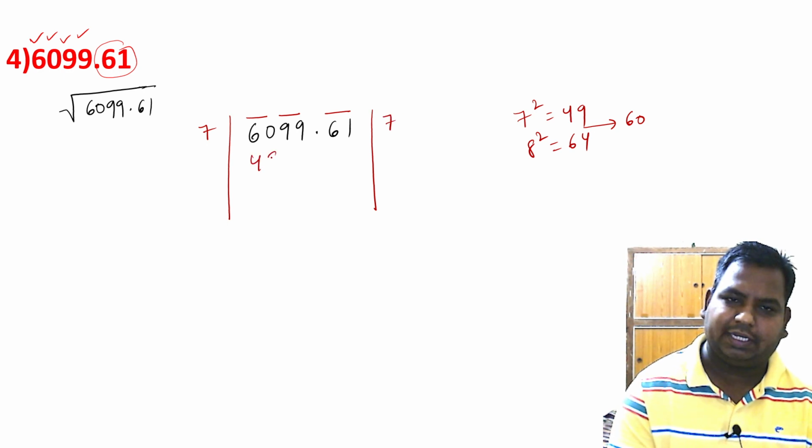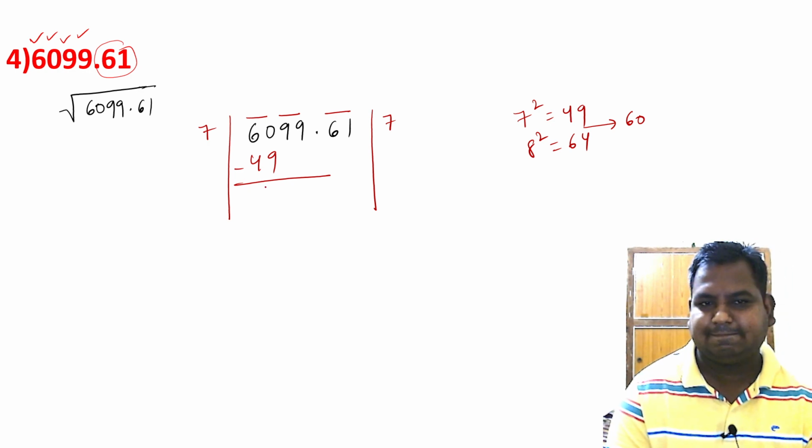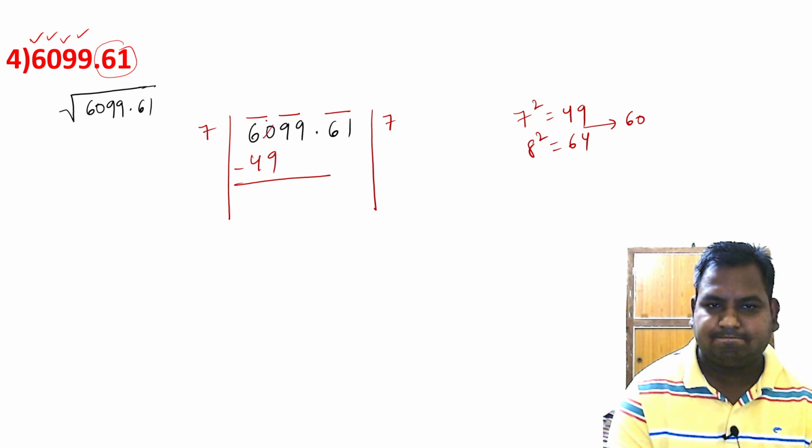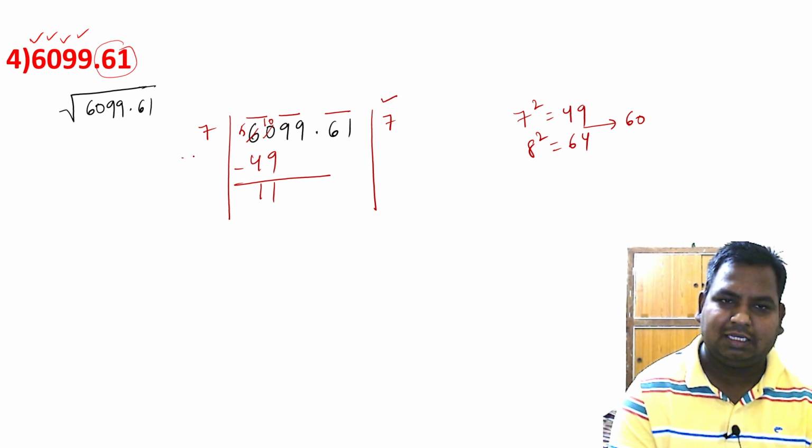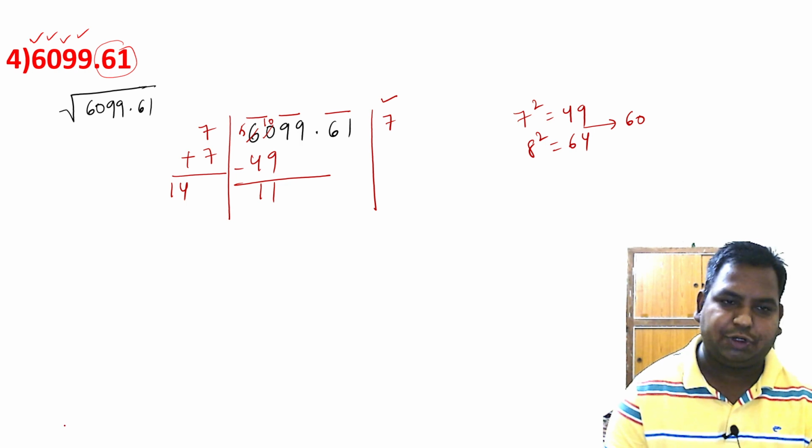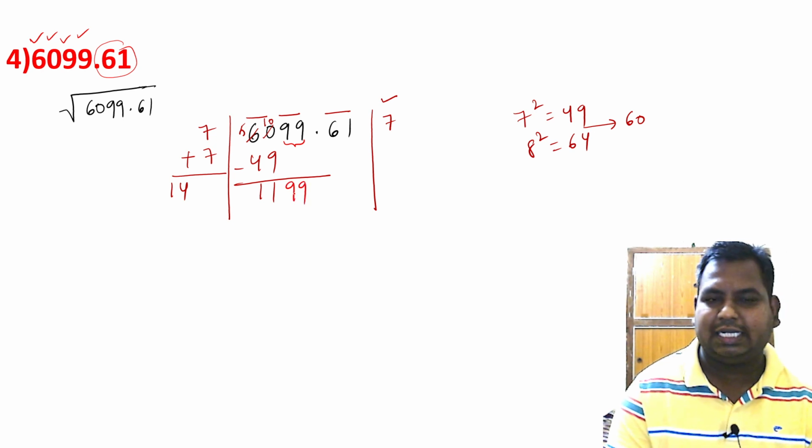7 sevens are 49. Find the difference. I think the difference is, we'll have 10 here, here we'll have 5. So the difference is 11. Next, this 7 you add here, we'll have 14. Next, what do you do? You bring down the digits under the next bar. Under the next bar, we have 99. So write 99 there.